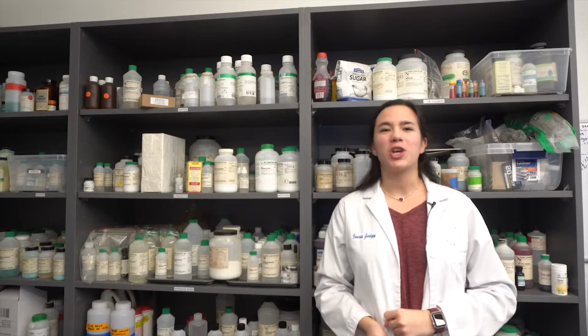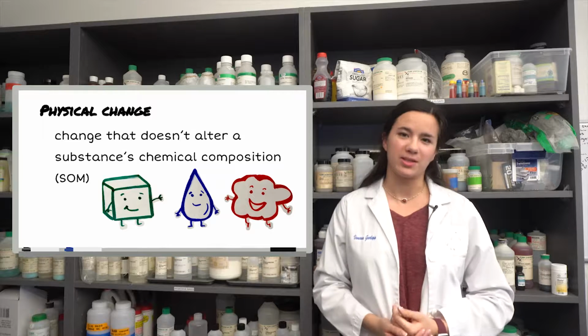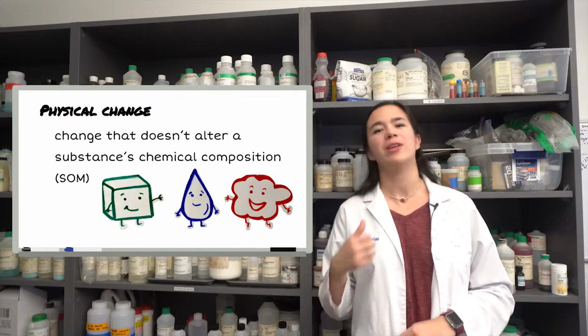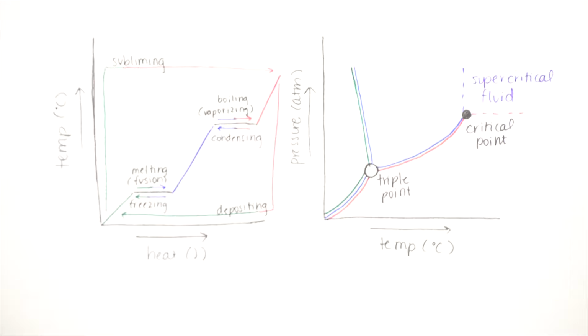First of all, a physical change is a change that doesn't alter a substance's chemical composition. This would include changing states of matter, which can be shown in these charts. On the left is a typical graph showing the states of matter and their transitions, comparing heat energy on the x-axis versus temperature on the y-axis.